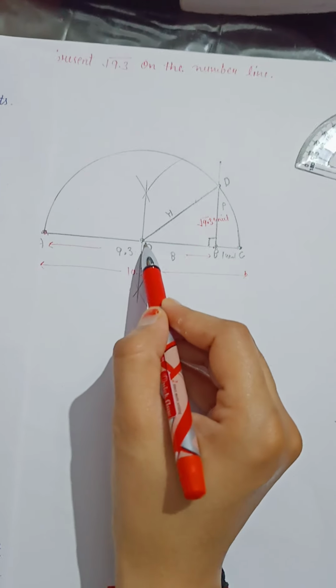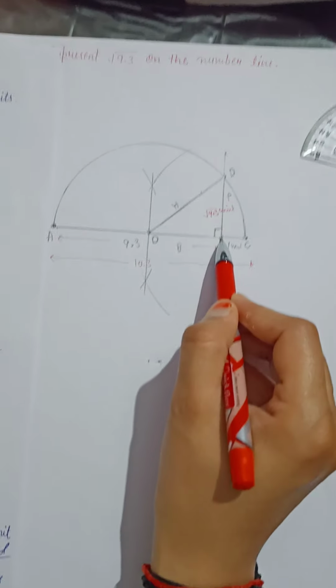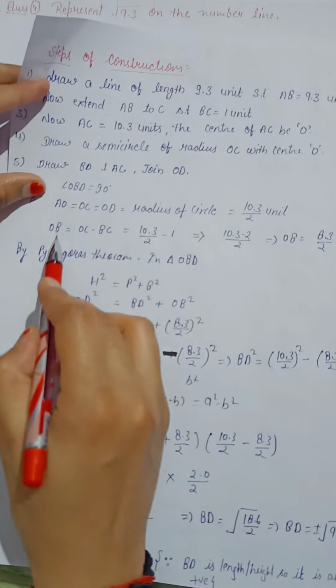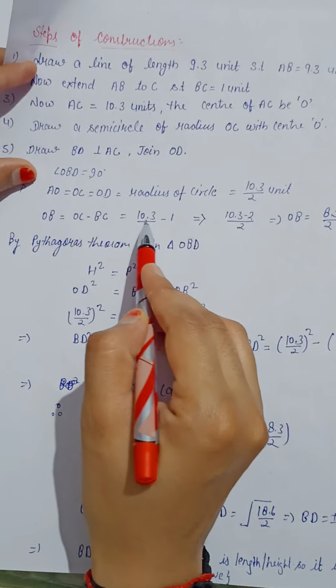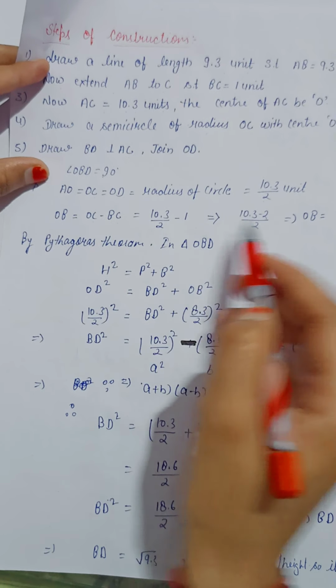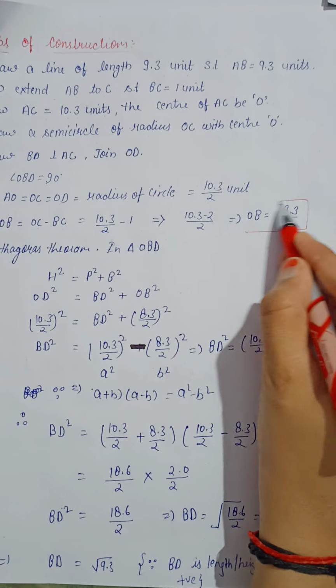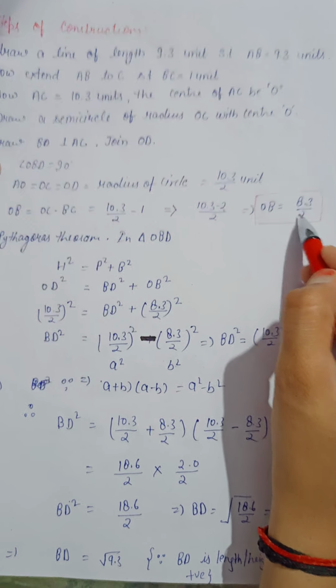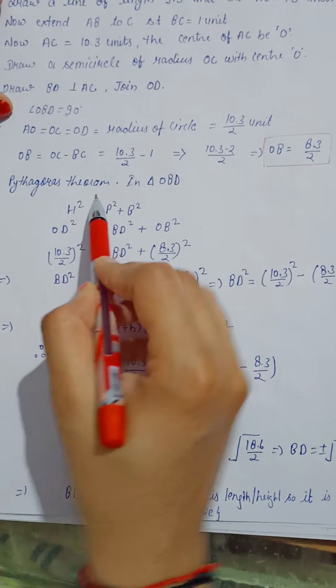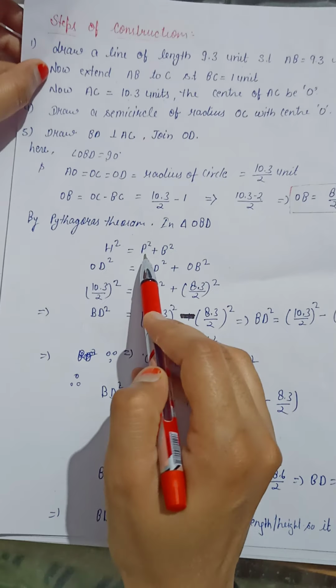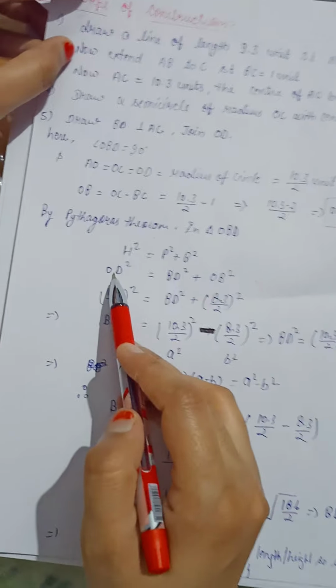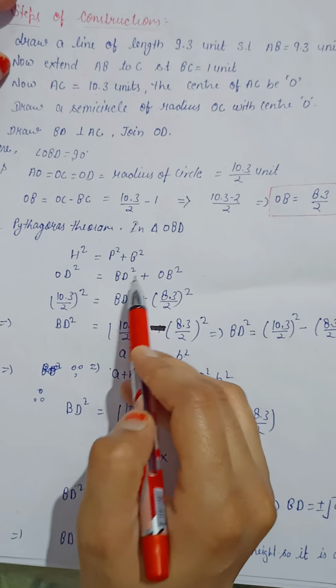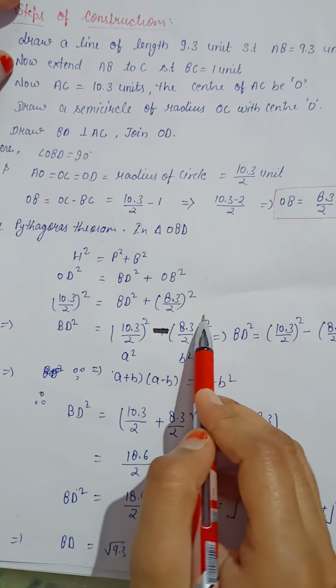OB is equal to OC minus BC. So OB is equal to 10.3 by 2 minus 1, we get 8.3 upon 2. Now by the Pythagoras theorem in triangle OBD, we get hypotenuse square is equal to perpendicular square plus base square. Here hypotenuse OD square is equal to BD square plus OB square. Put the values and solve this.